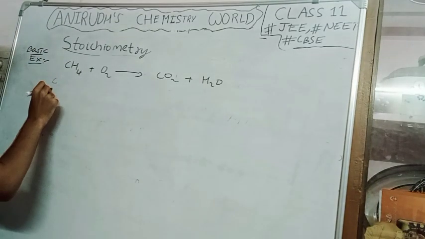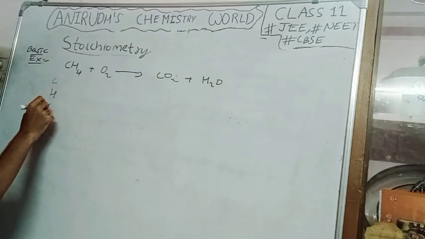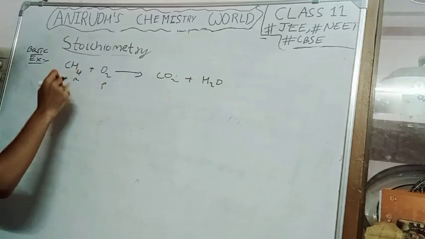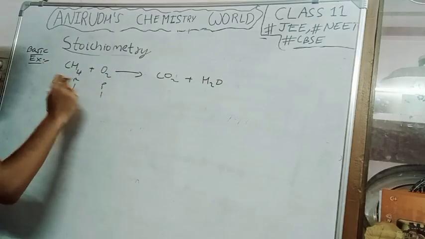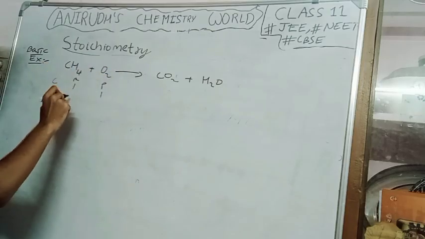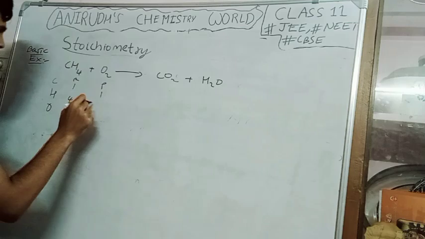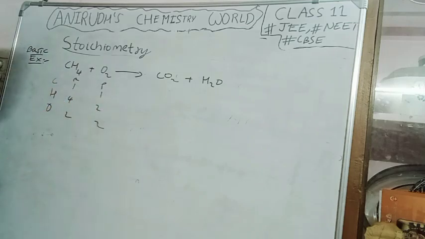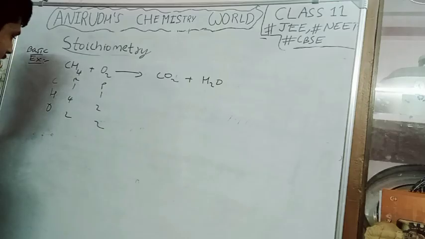How many are there? Hydrogens and oxygens. Reactants, products. In carbon, we have 1. Product also 1. Hydrogens 4. Here we have 2. In oxygens, here we have 2, and here also we have 2. Means what we should balance now?